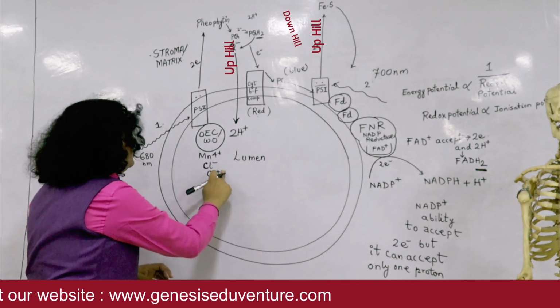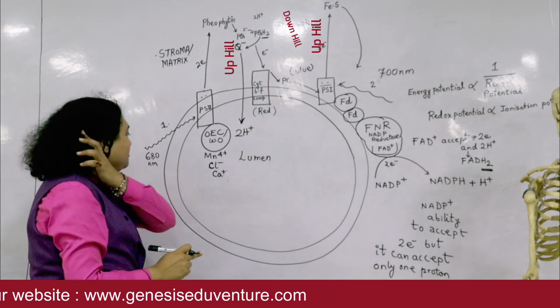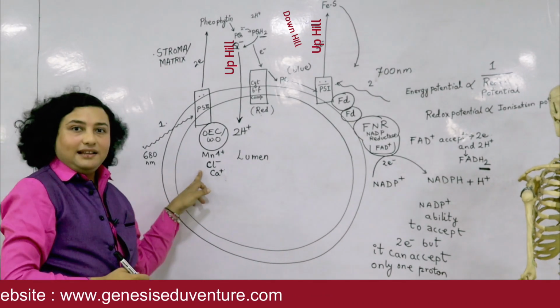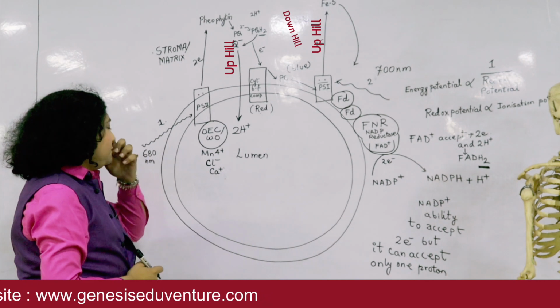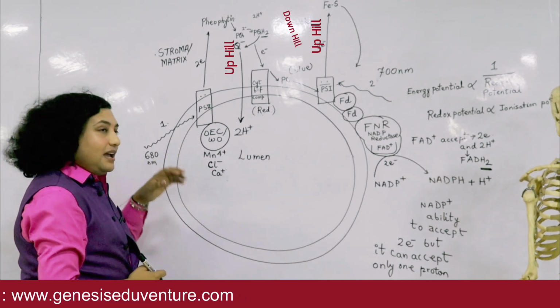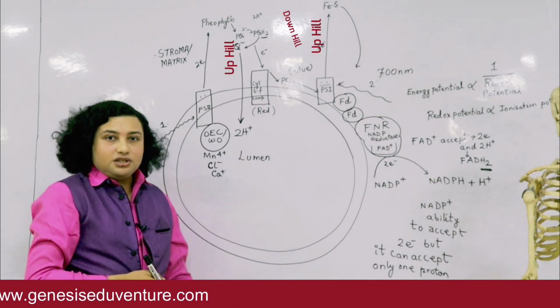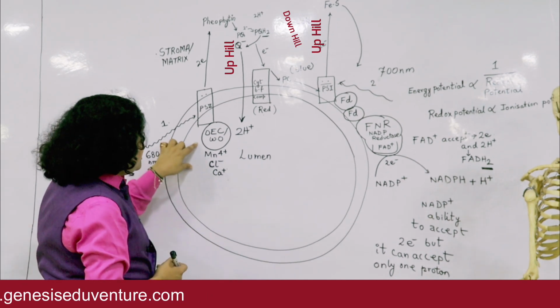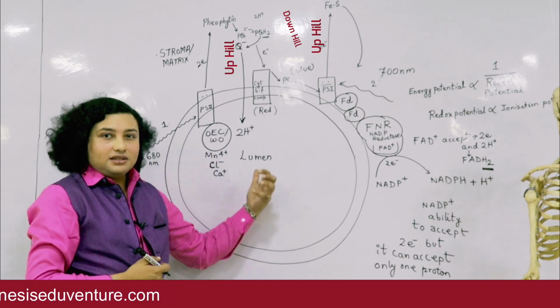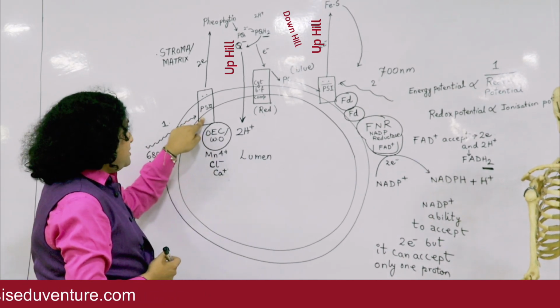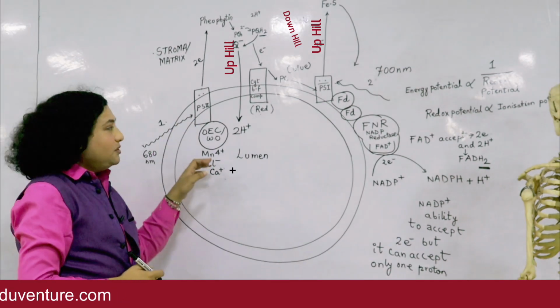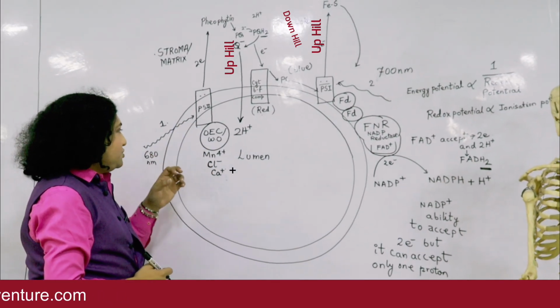So we can say that there is involvement of 3 elements: manganese, chloride, and calcium, which are associated with the oxygen evolution complex. And if we talk about the position of the oxygen evolution complex, it is present on the inner side of the inner thylakoid membrane associated with the PS2.